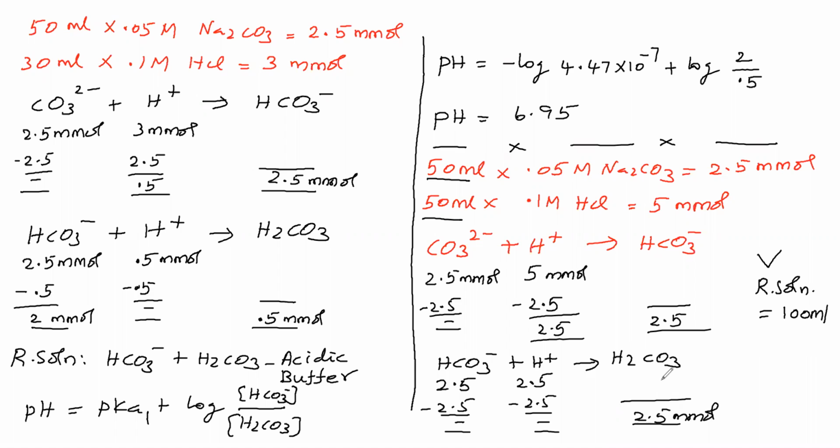Carbonic acid is a weak acid. Therefore, the resultant solution is an aqueous solution of this weak acid. How to find pH for this? That we will see. Now, what is the resultant solution? Aqueous solution of carbonic acid.